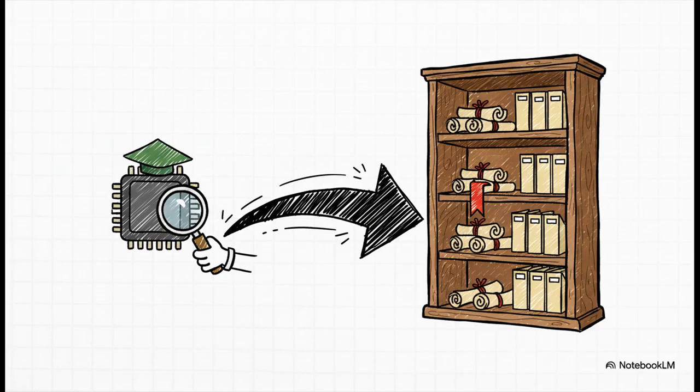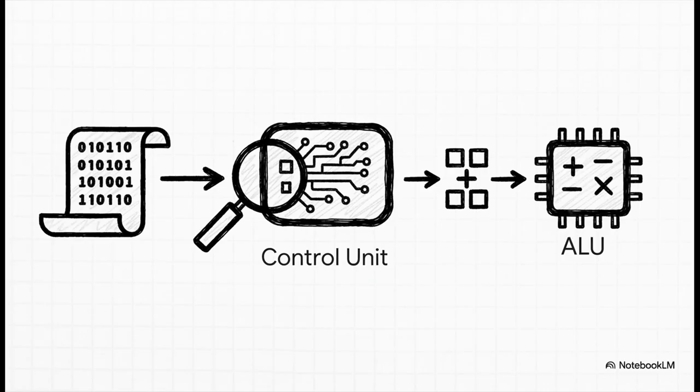First up, fetch. The CPU's control unit, acting like a head librarian, goes over to the memory to grab the very next instruction on its list. And it knows exactly where to look because it has a little bookmark called the program counter that's always pointing to the right page. Okay, next is decode. The instruction that was just fetched is written in machine code, which is basically gibberish to the part of the CPU that does the actual math. So this step is all about translation. The control unit translates that instruction into a clear set of commands that the arithmetic logic unit, or ALU, can actually understand.